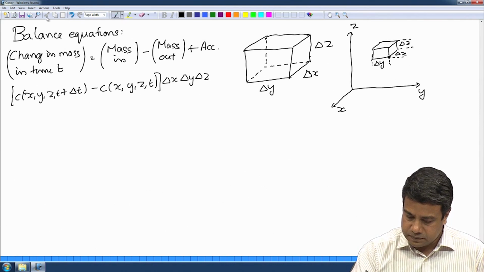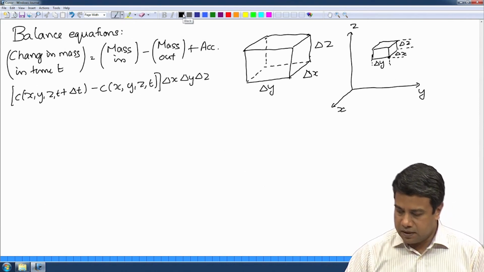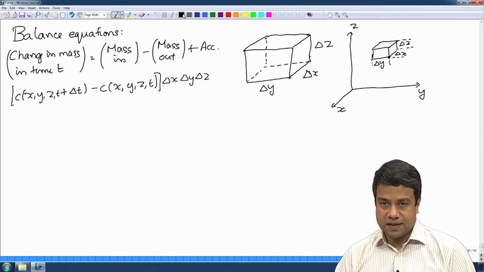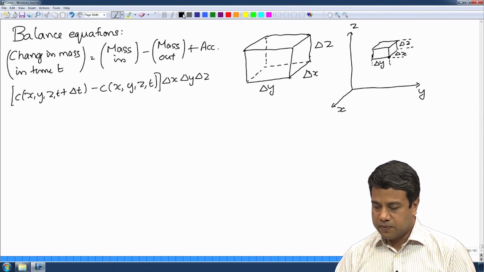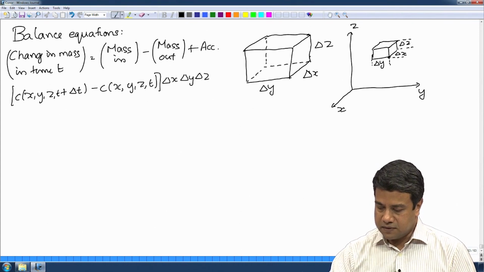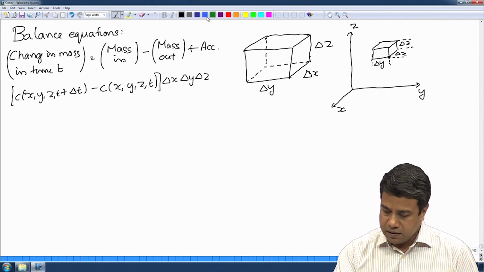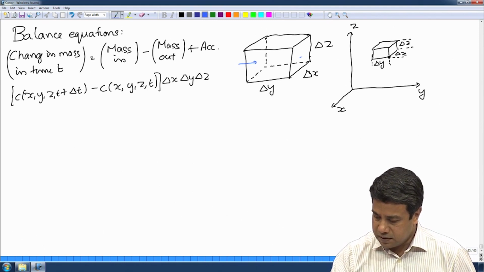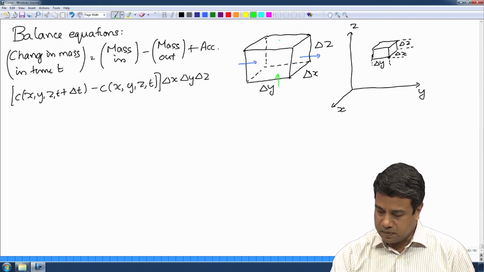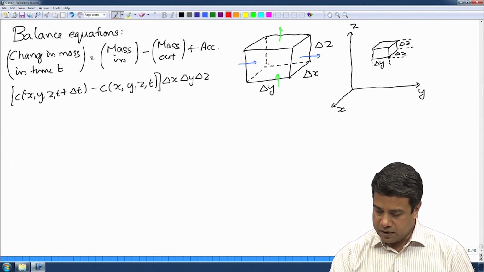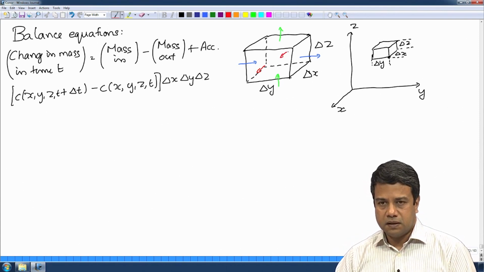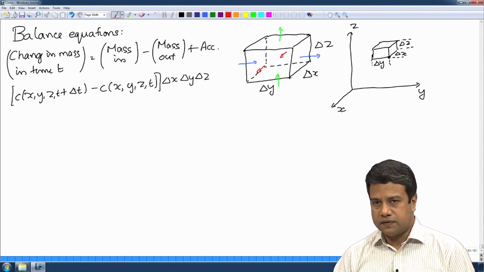On the right side, we have the mass coming in and the mass going out. This volume has 6 surfaces, 2 of which are perpendicular to the x axis, that is the front and the rear surfaces, 2 of which are perpendicular to the y axis, that is on the left and the right, and 2 of which are perpendicular to the z axis at the top and the bottom. There could be mass coming in and going out at each of these surfaces.